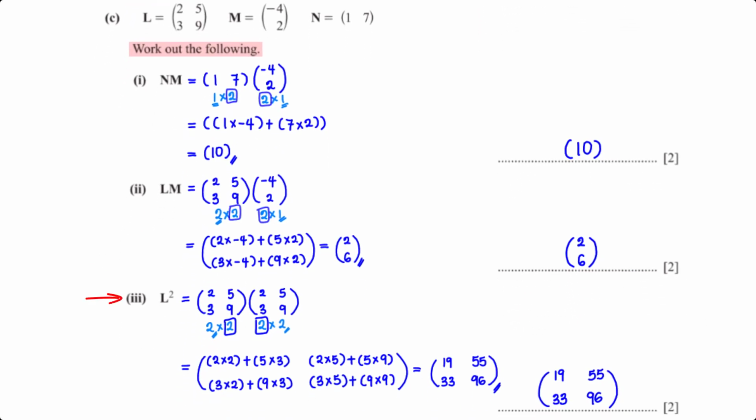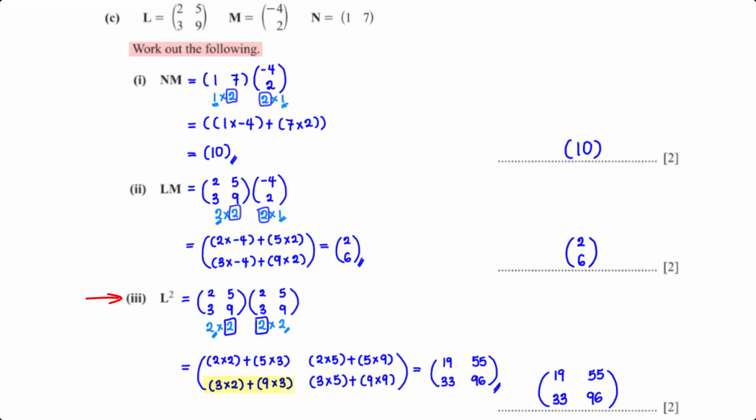L is a 2 by 2 matrix. When we multiply two 2 by 2 matrices, the resulting matrix would also be 2 by 2. To get the number in this position, we multiply the elements in row 1 of the first matrix with the elements in column 1 of the second matrix. So 2 times 2 plus 5 times 3 gives us 19.